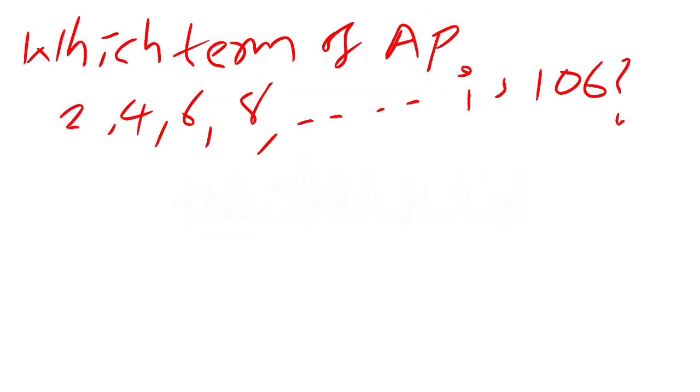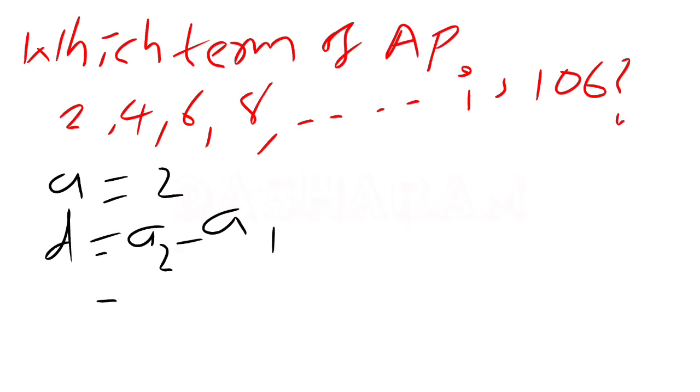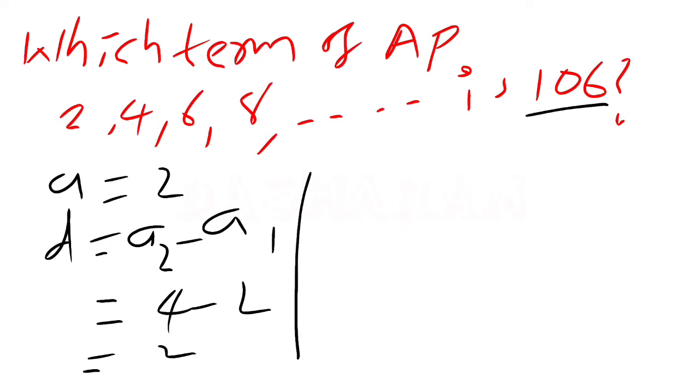So here is a new question: which term of the AP is 106? To find out the term number of 106, first I am taking the A and D values. A value is 2 and D value is A2 minus A1, which equals 4 minus 2, the answer is 2. So the A value is 2 and the D value is also 2. To find the term number for 106, let's equate 106 to the nth term. Then find out the n value, that is our required answer.